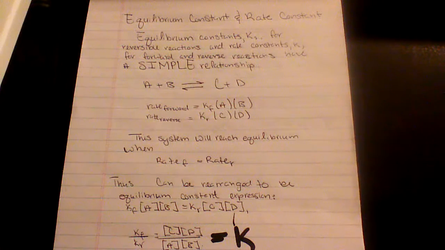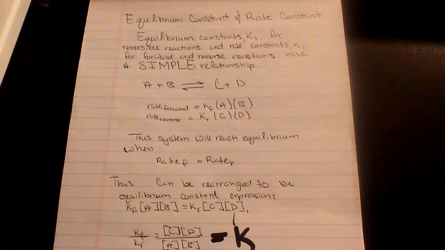So I'm going to start by linking the equilibrium constant to the rate constant and work my way up towards entropy. The equilibrium constant K for reversible reactions and the rate constant k for forward and reverse reactions have a very simple relationship, as you can see. If we look at reactants A and B reversible to products C plus D, we can say that the rate of the forward reaction is equal to the rate constant times A and B, while the rate of the reverse is equal to the rate constant of the reverse times C and D.